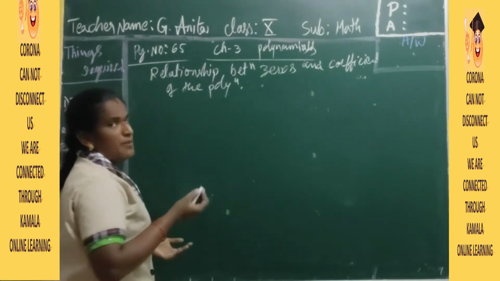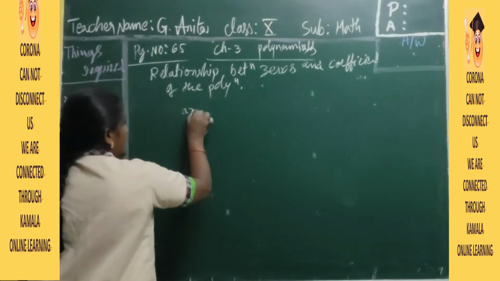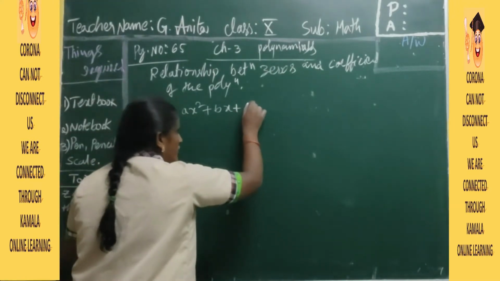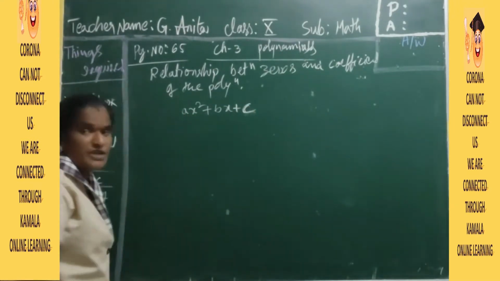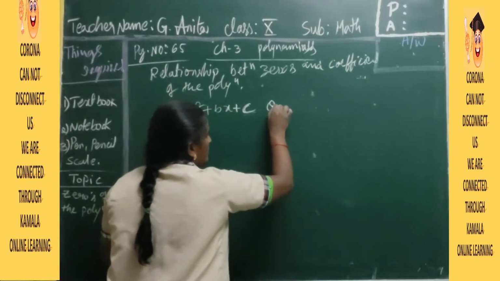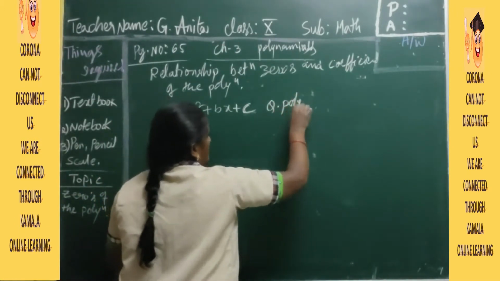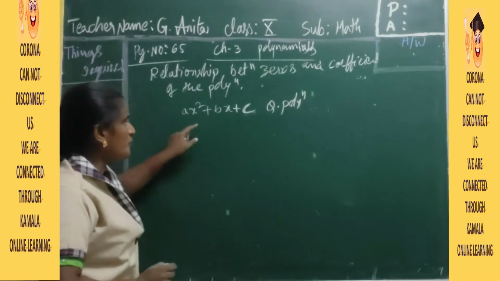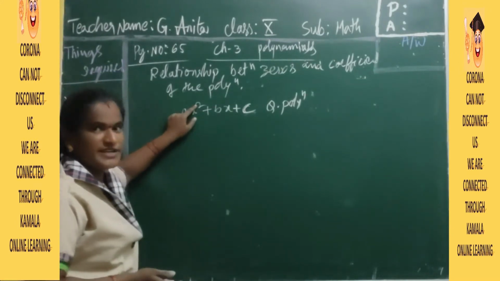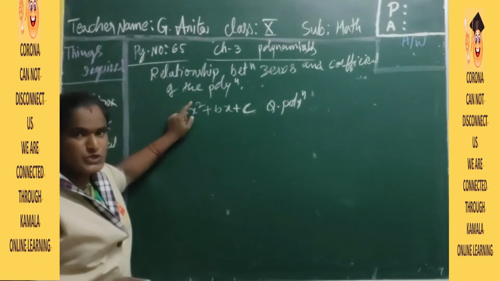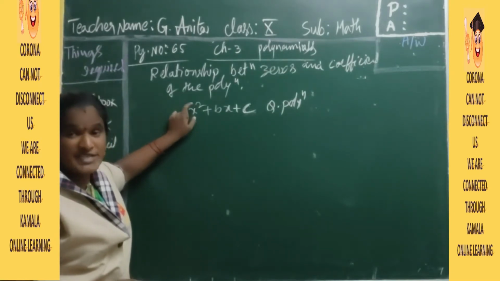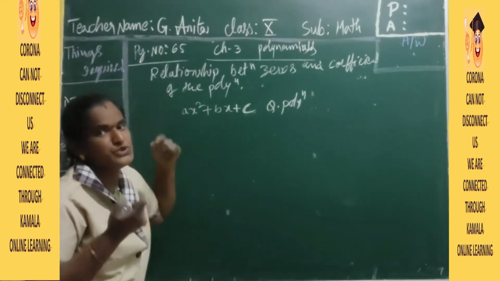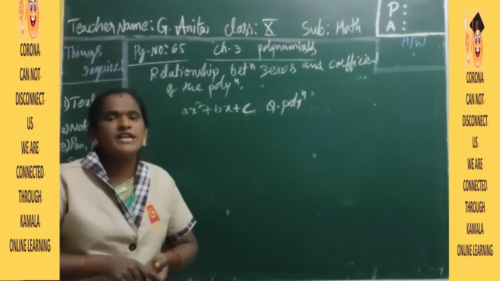I am taking, for example, a quadratic polynomial: ax square plus bx plus c. Is this a polynomial or not, children? Yes. This is which type of polynomial? This is a quadratic polynomial. A quadratic polynomial means how many zeros does it have? We have an idea. Quadratic polynomial means it represents degree 2, so that's the reason it has 2 zeros. Power 2 means 2 zeros. That polynomial is called a quadratic polynomial.